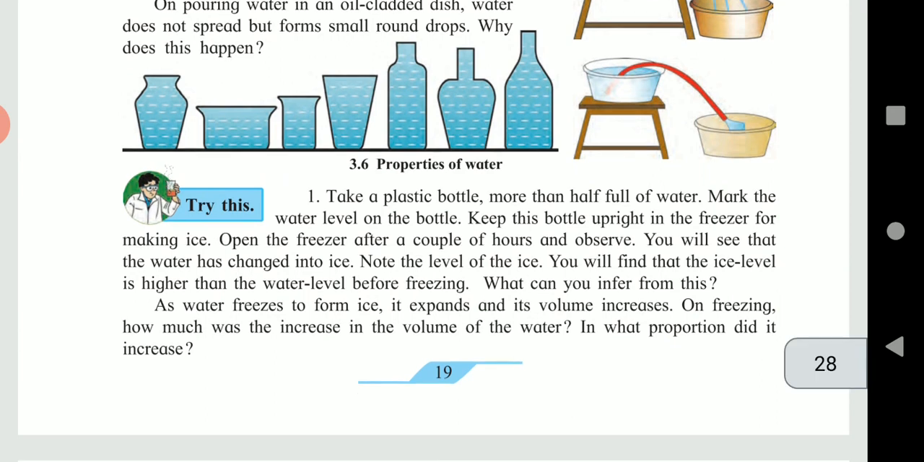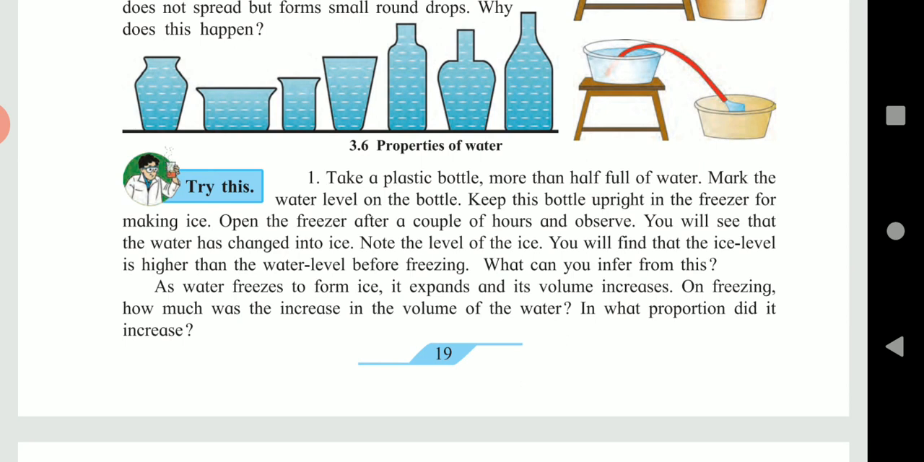Take a plastic bottle more than half full of water. Mark the water level on the bottle. Keep this bottle upright in the freezer for making ice. Open the freezer after a couple of hours and observe. What will you see? You will see that the water has changed into ice.